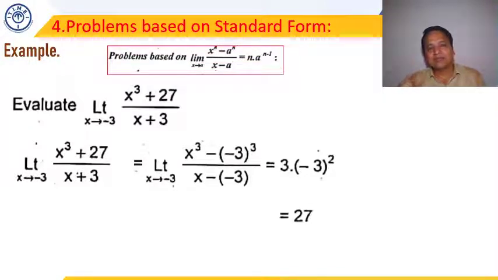So if we are finding it directly, we can apply the standard form result. What is the condition? x is tending to a, x to the power n minus a to the power n upon x minus a is equal to n into a to the power n minus 1. So we convert x cube plus 27 upon x plus 3 into this form by writing x cube minus of minus 3 cube upon x minus of minus 3. So here a comes out to be minus 3 and n is 3. It matches the standard form result. So we get our answer as 3 into minus 3 square, that comes out to be 27.